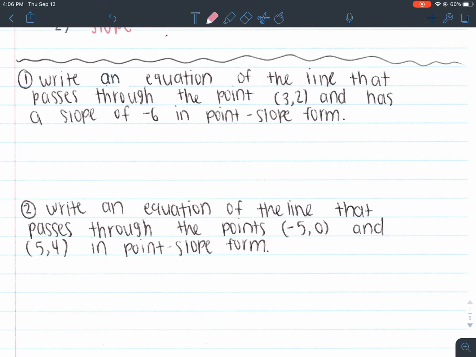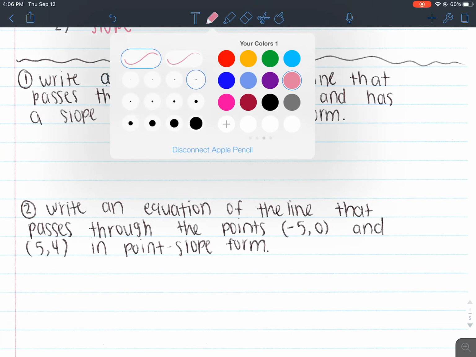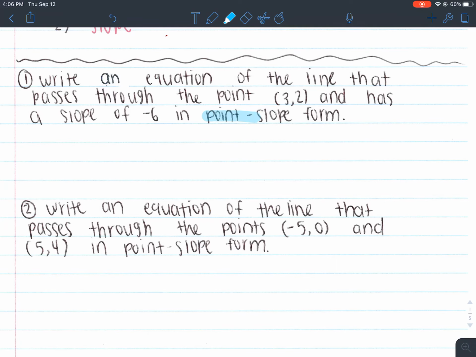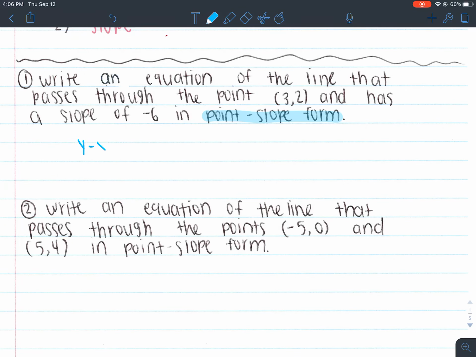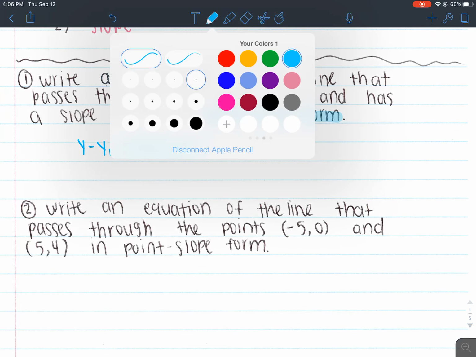All right, number 1. Write an equation of the line that passes through the point (3, 2) and has a slope of -6 in point-slope form. What form does it want me to write it in? Point-slope form, which means I'm going to need y minus y1 equals m times x minus x1. If you're in on level, you're allowed to have a formula chart. So this formula will be on there for you, so you do not have to memorize this.